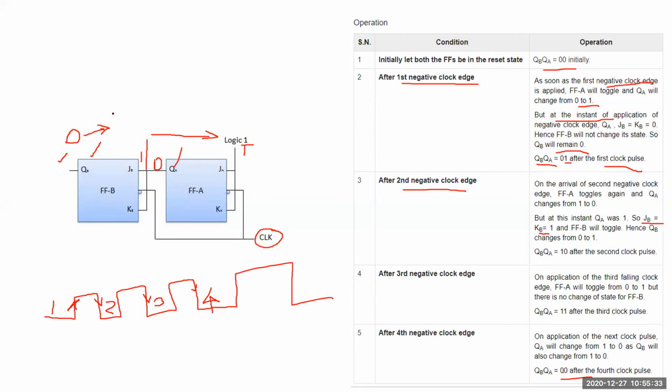So ultimately the value will be 1 and 0. The output value of these two flip-flops, the count, will be 1 and 0. In the similar way, when you go for the third flip-flop, what happens? Let us talk with respect to the first flip-flop. On the application of the third falling clock edge, the first flip-flop will toggle from 0 to 1. The output changes from 0 to 1.